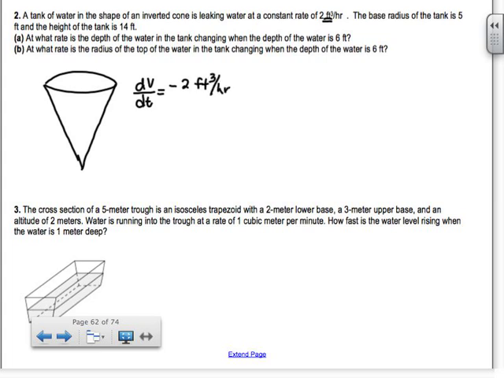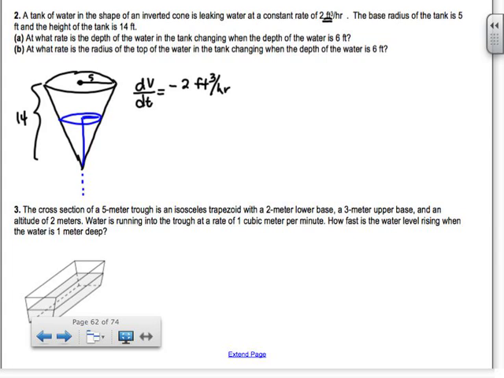The base radius is 5 feet. And the height is 14 feet. So on the top I have 5, and the height is 14. Okay, so your picture looks like that. So your water is slowly decreasing. So it's coming out the bottom.